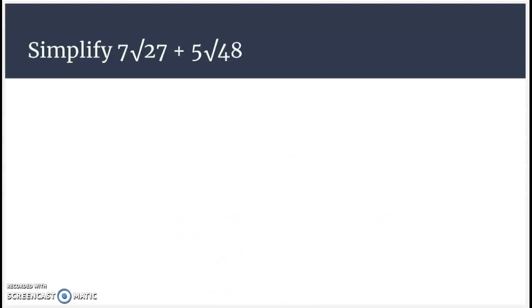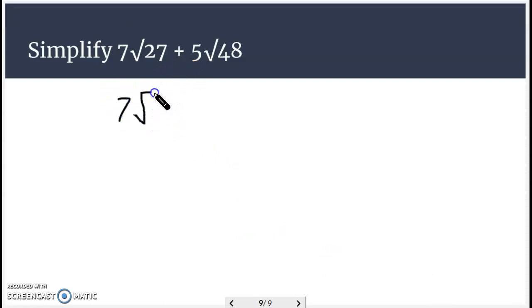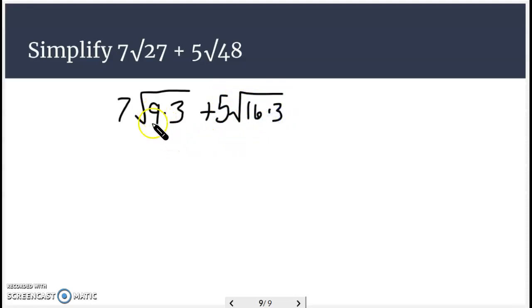Alright, last one. 7 square root of 27 plus 5 square root of 48. Alright, 27 can break down to 9 times 3. 48 can break down into 16 times 3. We can take the square root of 9 and get a 3. We can take the square root of 16 and get a 4.